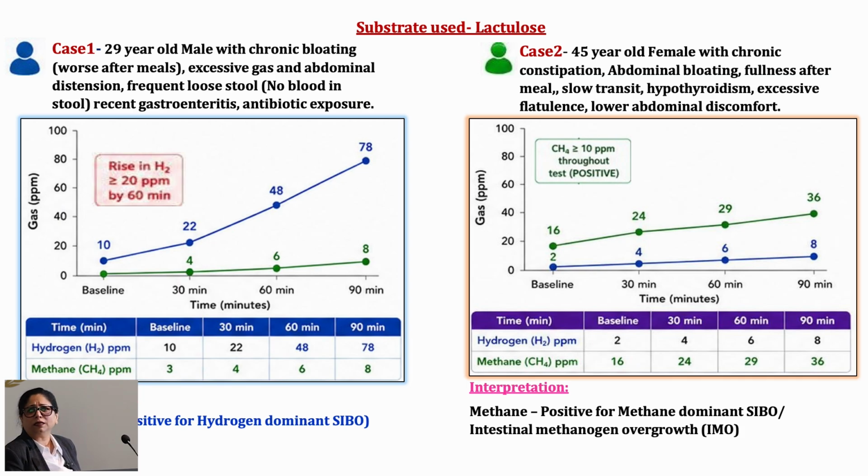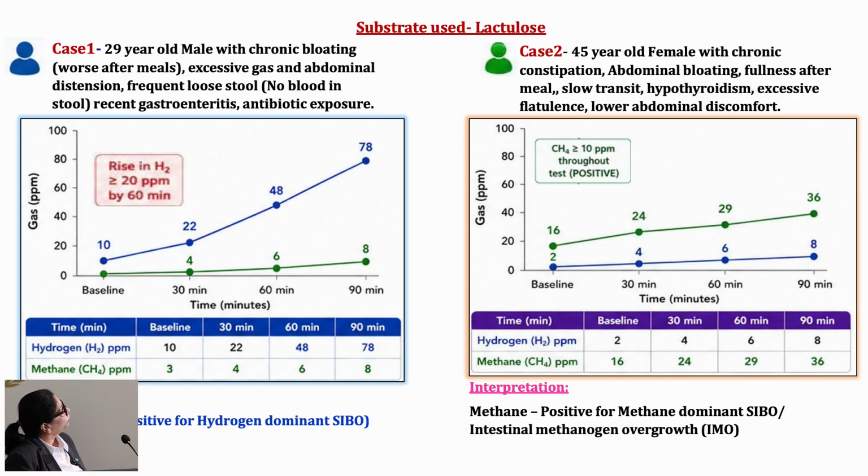Why we are doing it at 90 minutes is that the normal transit time of lactulose in the small intestine is 90 to 120 minutes. So we are stopping it at 90 minutes so that we don't pick up the colonic fermentation. Methane is 3, 4, 6 and 8. So what is your interpretation? Not normal, it is positive for hydrogen dominant SIBO.